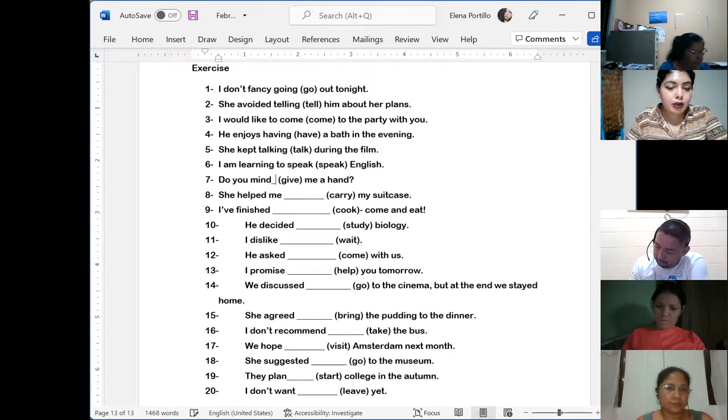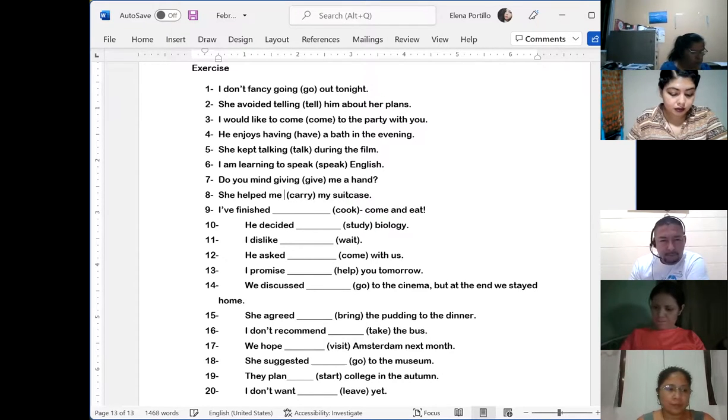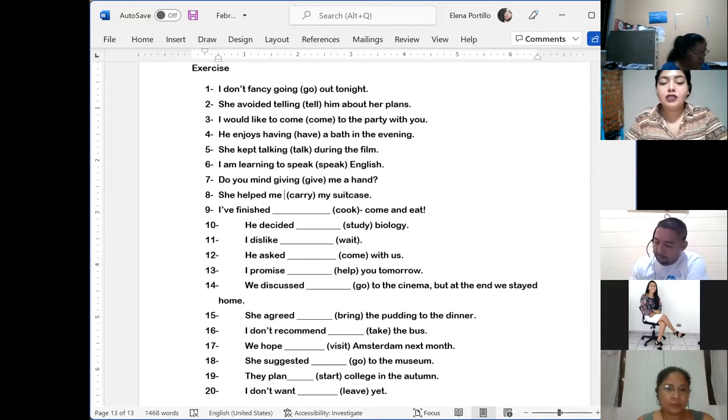Number seven, do you mind giving me a hand? Number eight. Someone says, but she says in a really low voice, but you can say it. Carrying. Help me? To carry. I hear someone say, but let it be loud. You can say it loud, don't worry. Okay.